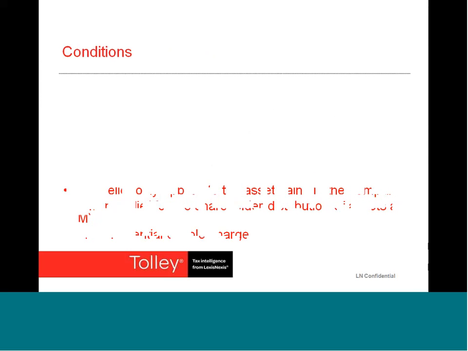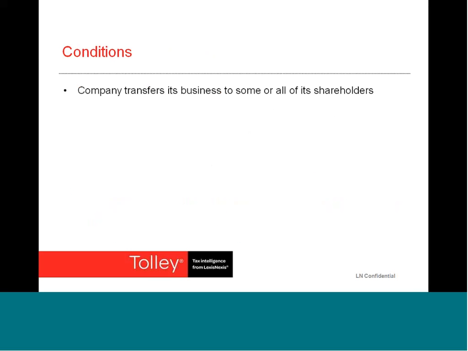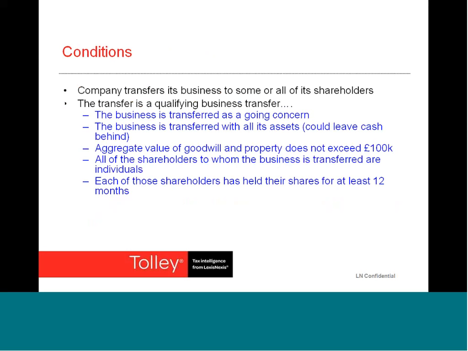So, lots of conditions. The first thing is that the company is transferring its business to some or all of its shareholders, and that transfer is a qualifying business transfer. Now, lots of conditions to satisfy there. You've got to be transferring your business as a going concern. The business is being transferred with all of its assets, although you are allowed not to transfer cash. The aggregate value of goodwill and property does not exceed £100,000. All of the shareholders to whom the business is transferred are individuals, and each of those shareholders have held their shares for at least 12 months.